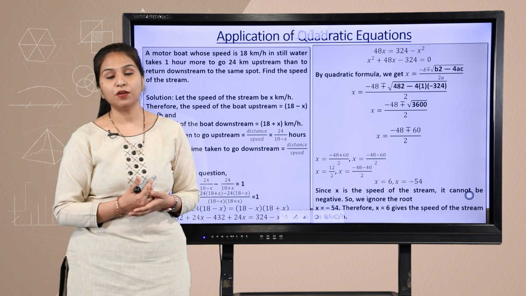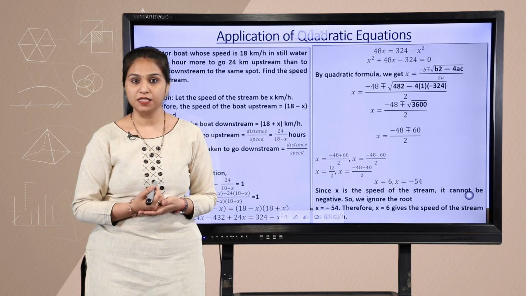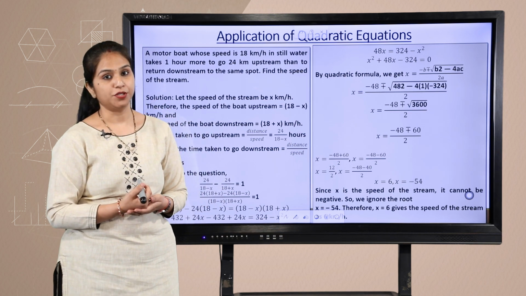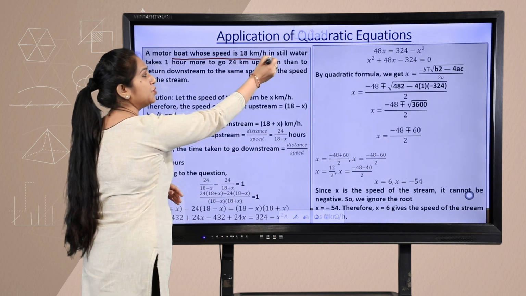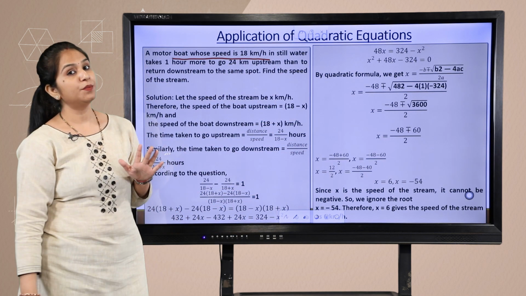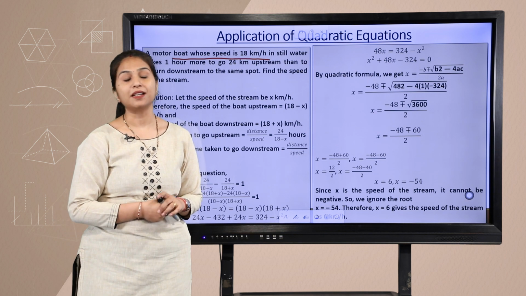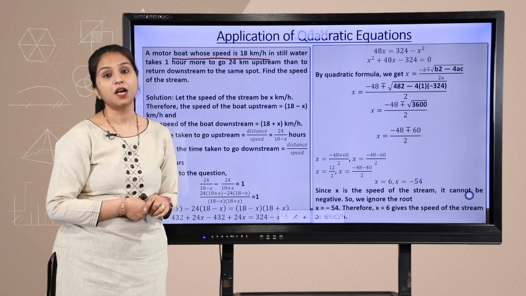I hope the meaning of upstream and downstream is clear to you. Now let's read the question. The question says, a motorboat whose speed is 18 km. Remember, just point out the things which are given to you. Here the speed of the boat is already given to you, that is 18 km per hour.